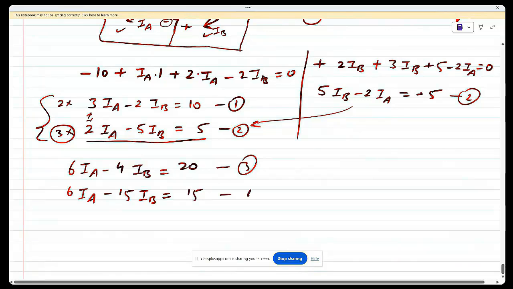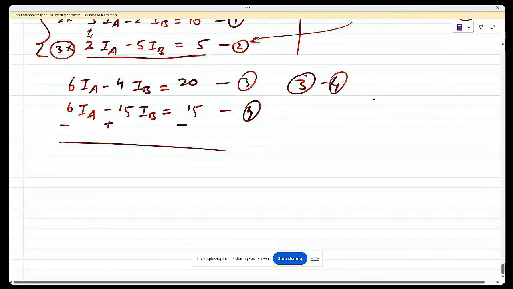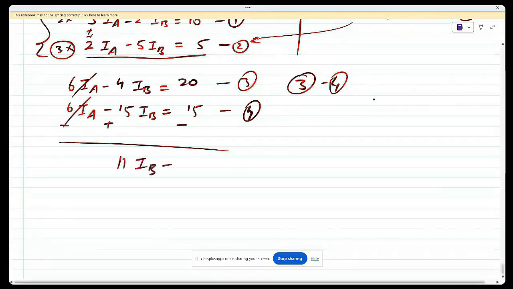Now perform this operation: equation number 3 minus equation number 4. What will you get? Minus means the signs change, this minus will become plus and this plus becomes minus. So 6 and 6 cancel. Minus 4 plus 15 means plus 11 IB is equal to 20 minus 15, which is 5. So here you are getting IB is equal to 5 upon 11 ampere.